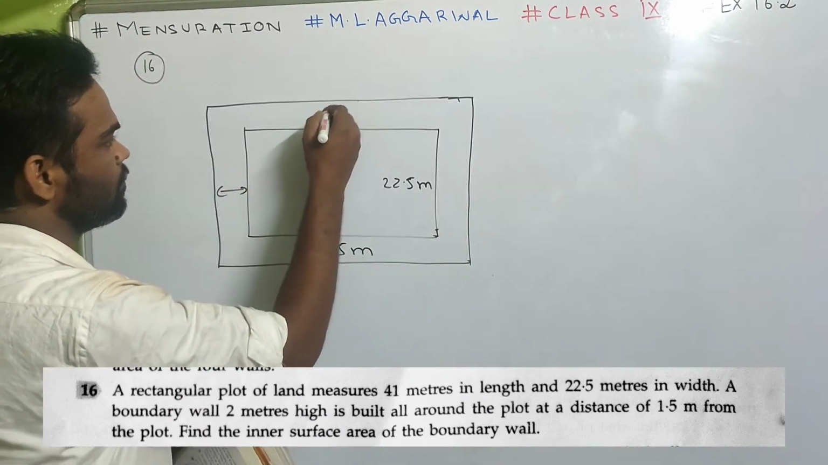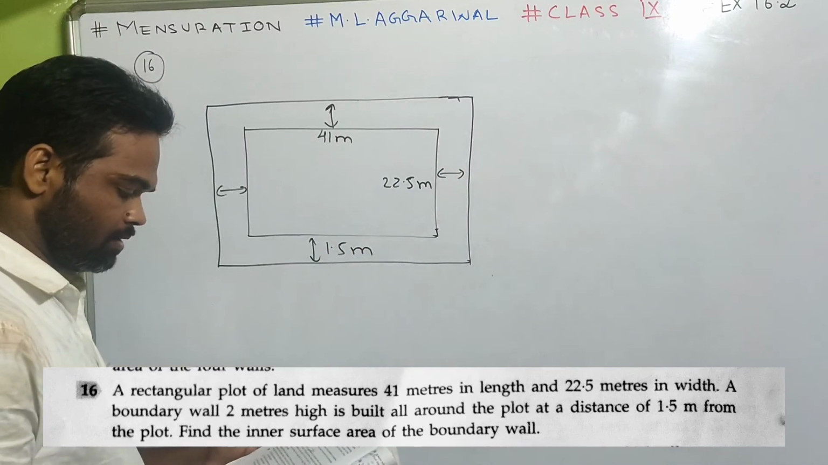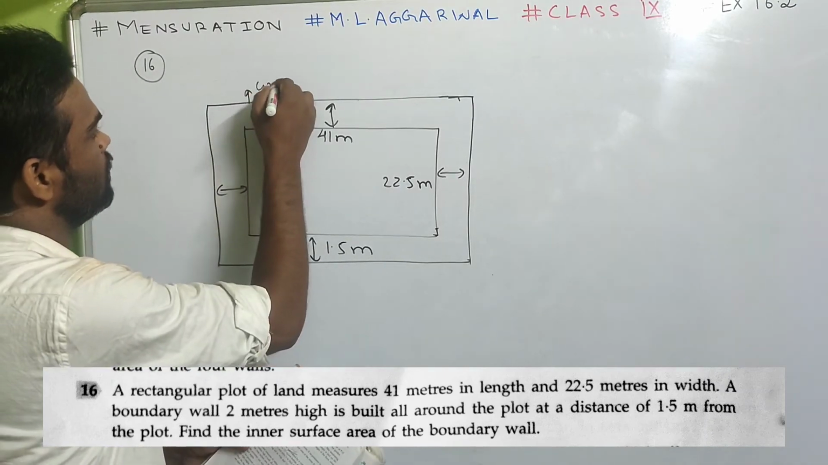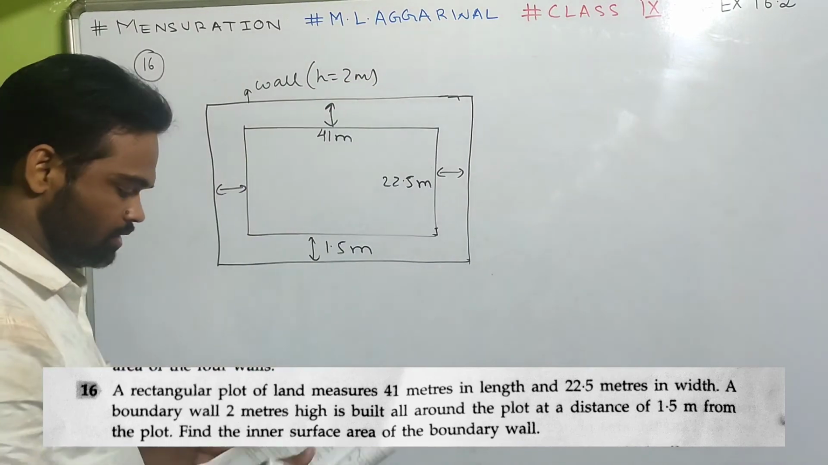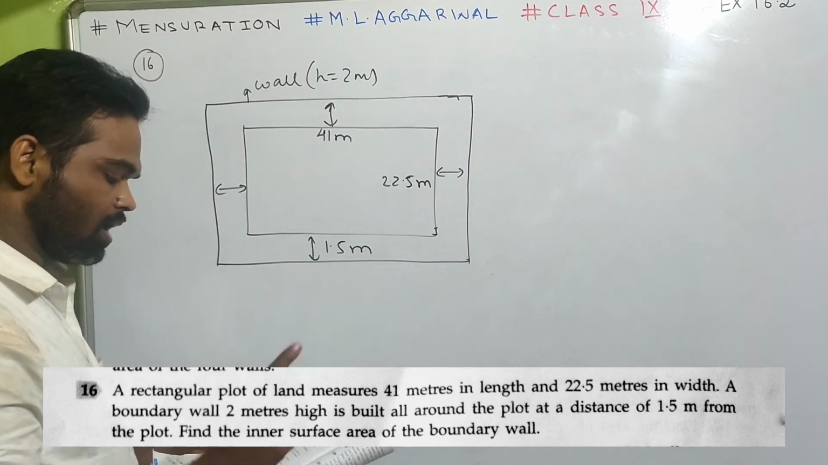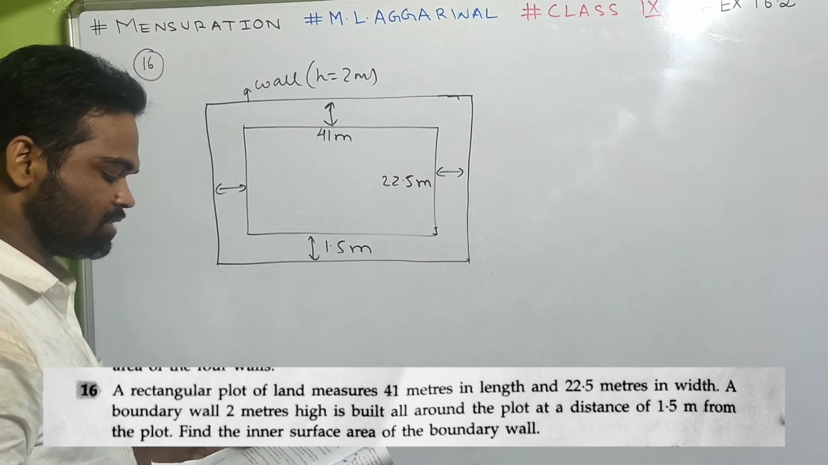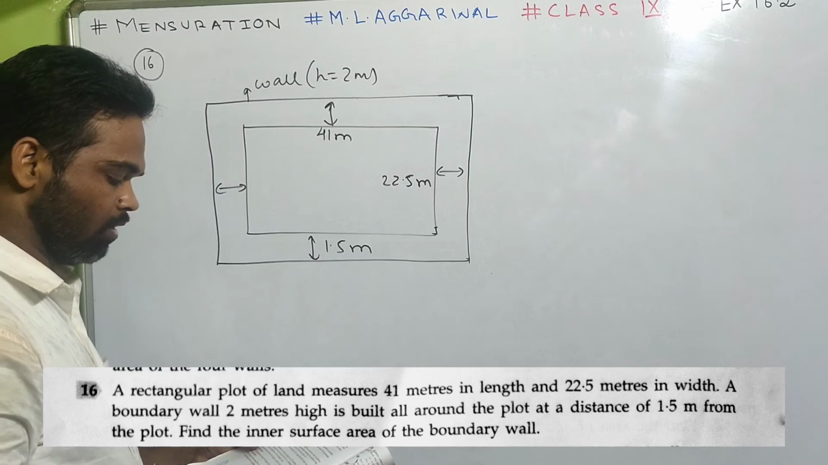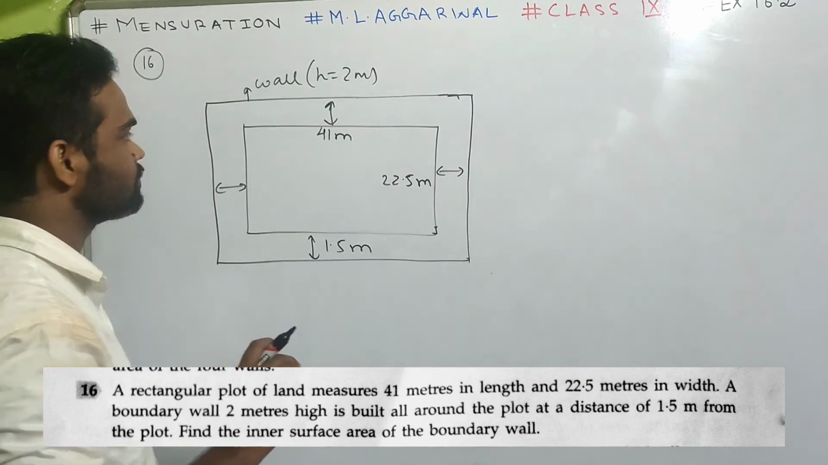Uniform. Same, 1.5 meter. Again I'll read. A boundary wall 2 meter high, this is your wall, whose height is given as 2 meter, is built all around the plot at a distance of 1.5 meter from the plot. Find the inner surface of the boundary wall.